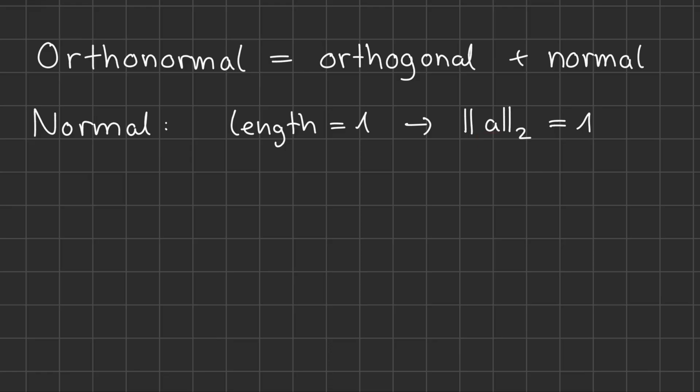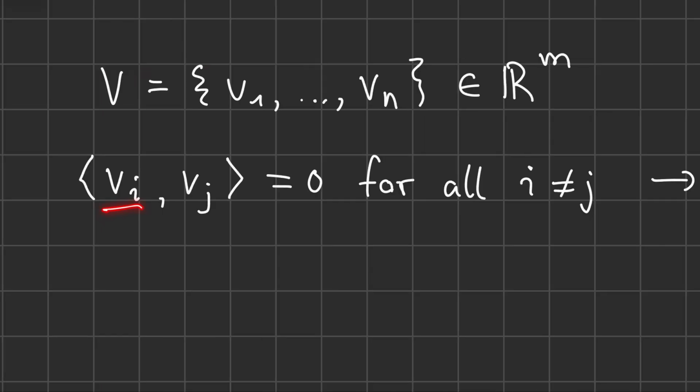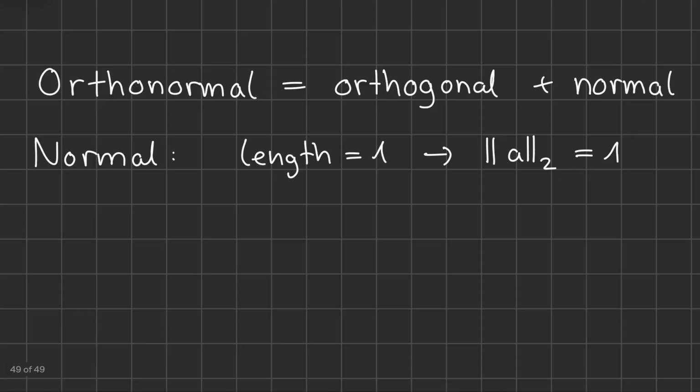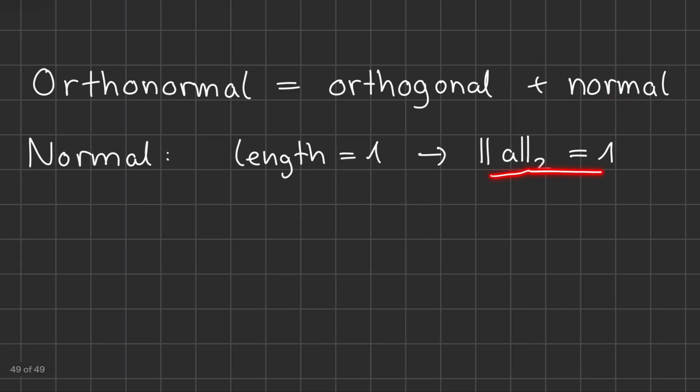Now that we know what it means for a vector to be normal, we can combine it with orthogonal and we get orthonormal. So an orthonormal set of vectors is orthogonal: each two vectors that are different from each other have a scalar product equal to 0, and each vector itself is normal, so it has a length of 1.